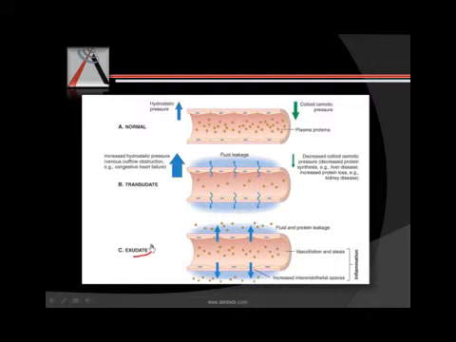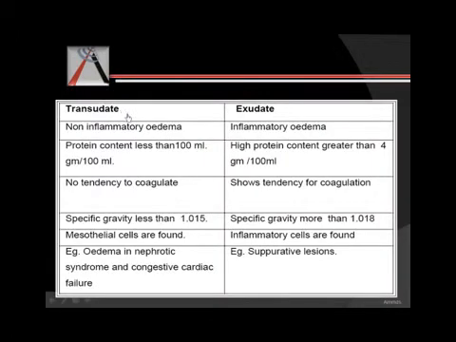But when we talk about the exudate, as we see in inflammation, the blood vessels become leaky, and because of this there is outflow of the proteins as well as the plasma, and this is the exudate. So here we can see the difference between the transudate and the exudate. Transudate is a non-inflammatory edema, while exudate is the inflammatory edema. Since there is leakage of protein, the protein content of exudate is high. It is more than 4 gram per dL. The value is important.